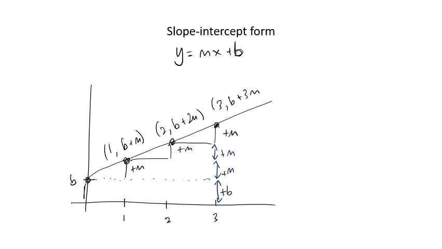So if we add all these together, I've got b plus m plus m plus m, which is b plus 3m. If I go out to some point x, then this value here is going to be my x value, and now my y value is going to be b plus mx. So I'm going to have as many m's as I have x values.